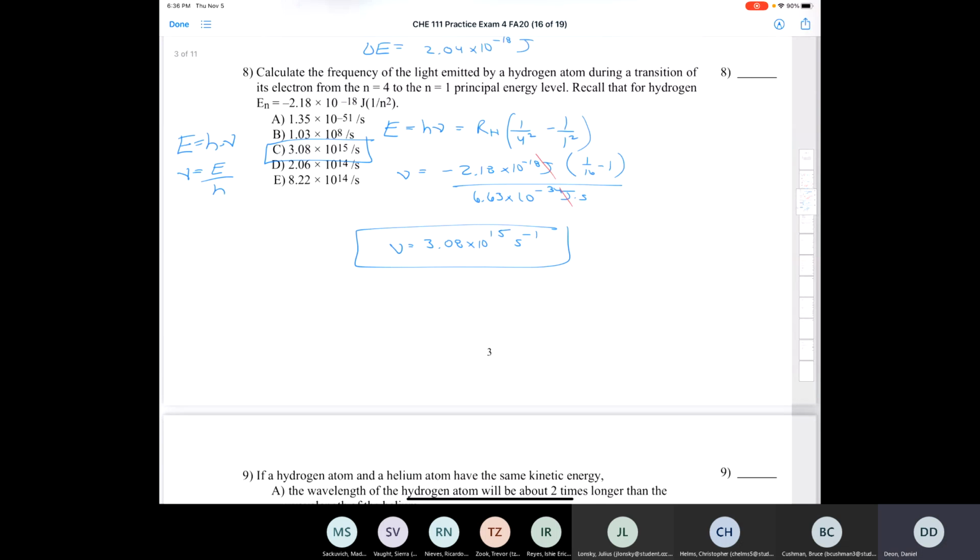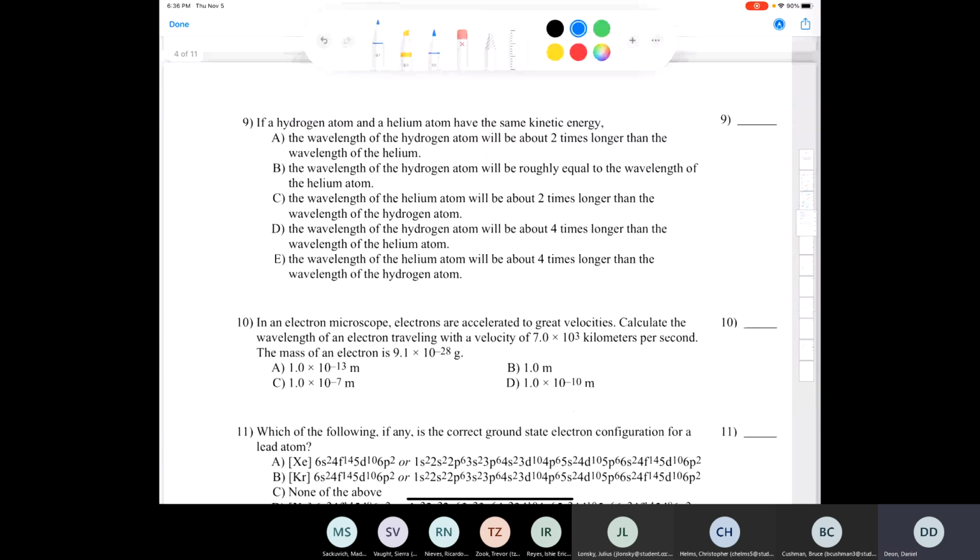This next one's kind of a tricky one. It says here that if a hydrogen atom and a helium atom have the same kinetic energy. So you have to know that kinetic energy is defined as 1/2 times m times the root mean square speed squared. I'm comparing a hydrogen atom, which has a mass of approximately 1 gram per mole, and a helium atom, which has a mass of about 4 grams per mole.